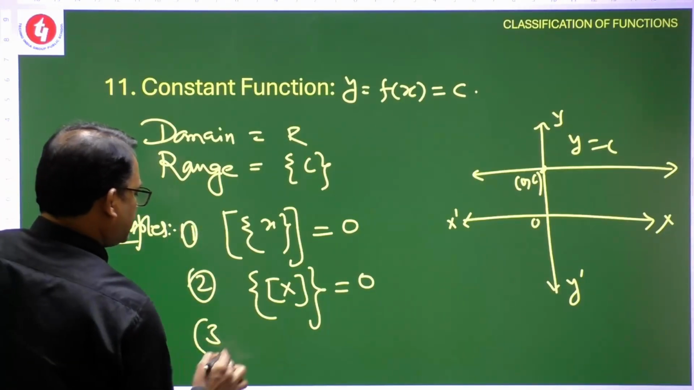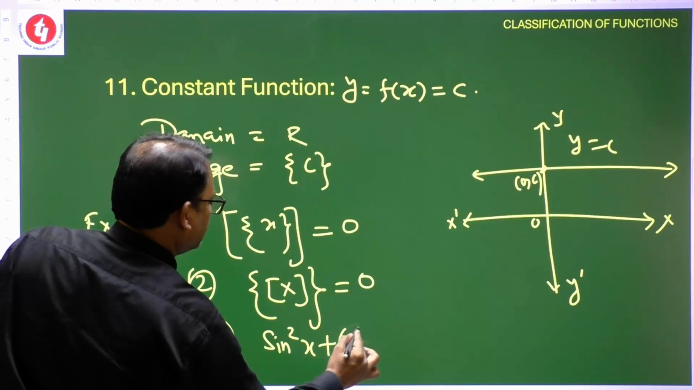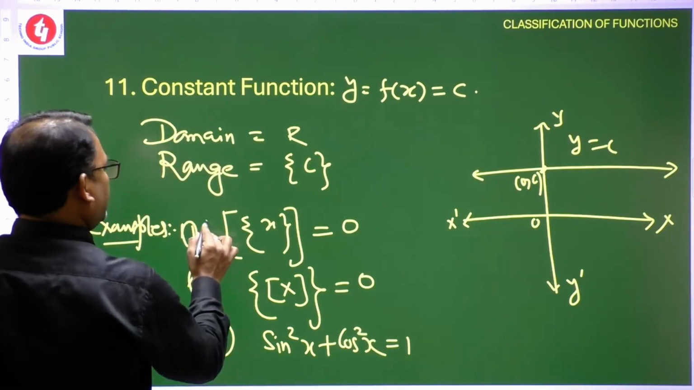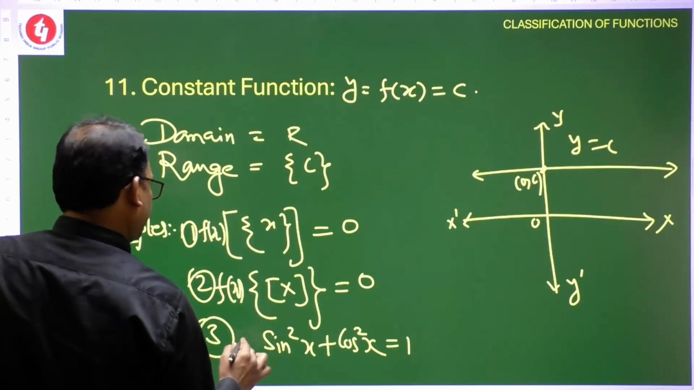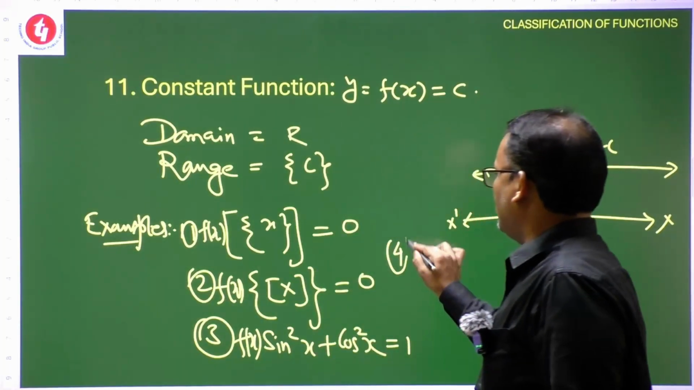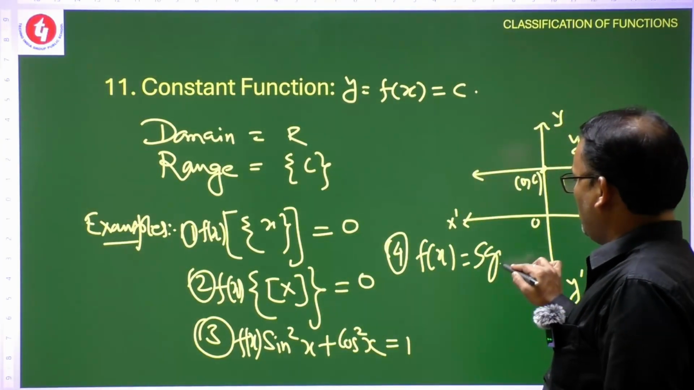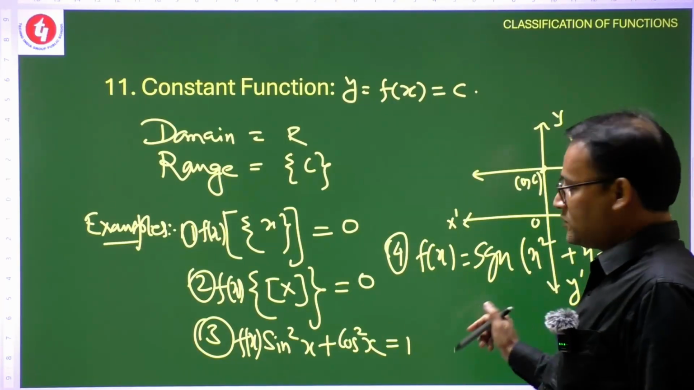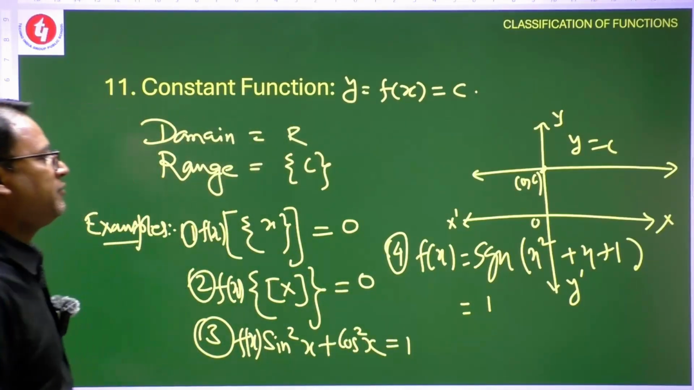Example 2. Example 3 is if you take sin square x plus cos square x, and this function is always the constant function 1. So you can write f of x, this one is a constant function. This is also a constant function. Fourth example you can take like this: f of x as signum of x square plus x plus 1. The signum of a positive number is 1 only. So these are a few examples of the constant function.